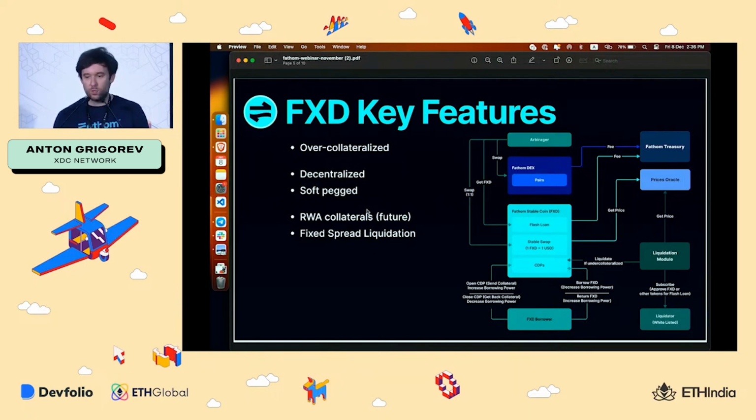Also, we have the stable swap, which helps us to maintain the peg. We have flash loans, which give more opportunities for arbitrageurs on our DEX, on other DEXs in XDC, and on centralized exchanges. The liquidation model is also decentralized, but we have a whitelisted pool for liquidators, and we are going to onboard them on a whitelist basis.